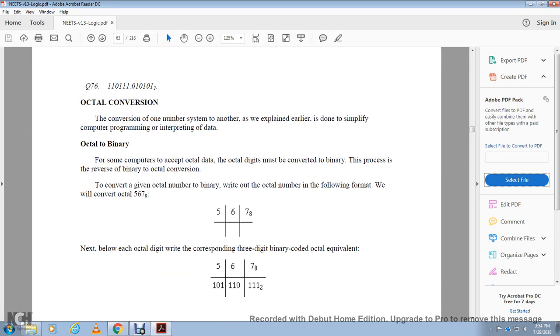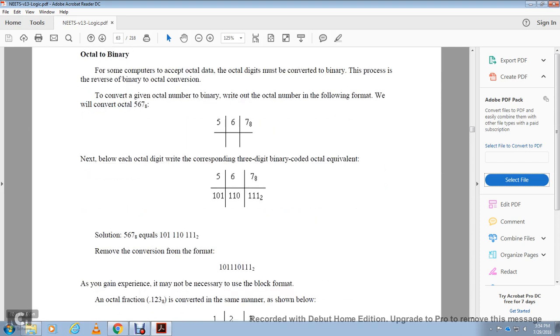Below each octal digit, write the corresponding 3-digit code for the octal equivalent. Solution: 567 base 8 is equal to 101, 110, and 111. Then remove the conversion from the format: 101, 110, 111 binary 2. The octal fraction 0.123 is converted in the same manner.